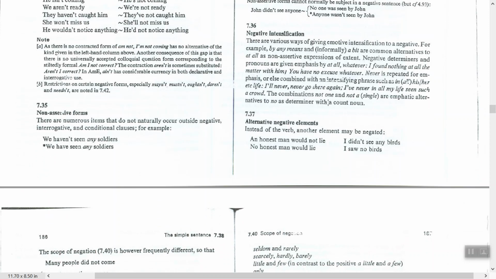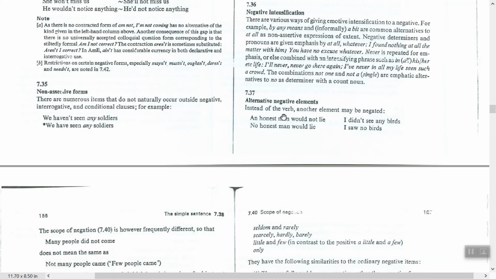The combinations not one and not a single are emphatic alternatives to no as a determiner with a count noun. Alternative negative elements: instead of the verb, another element may be negated. We usually know how to negate verbs, but it is not only the verb which can be negated; other elements can be negated too. For example, an honest man may not lie.